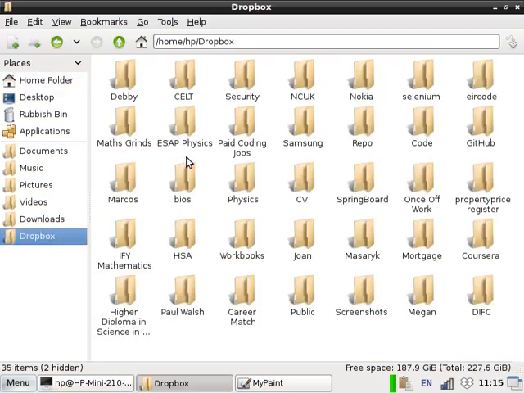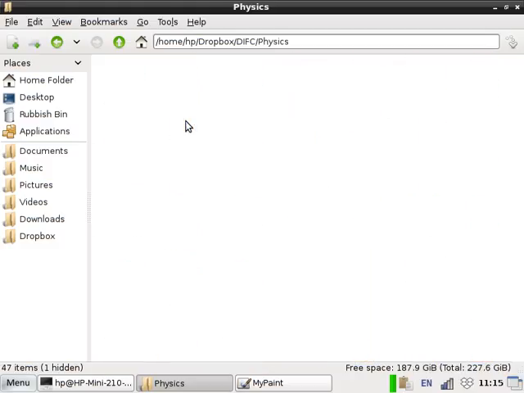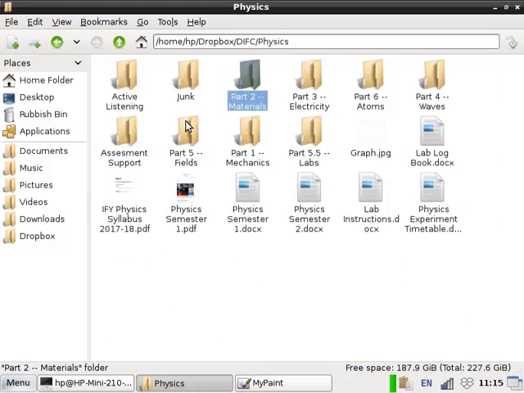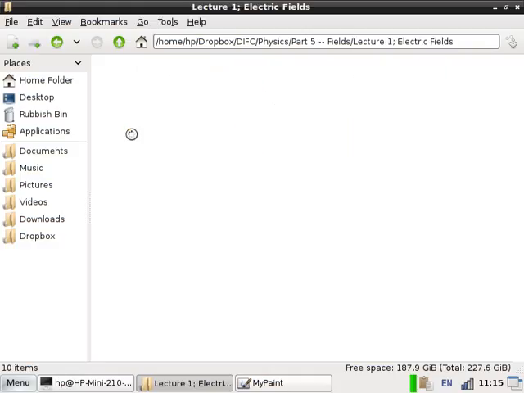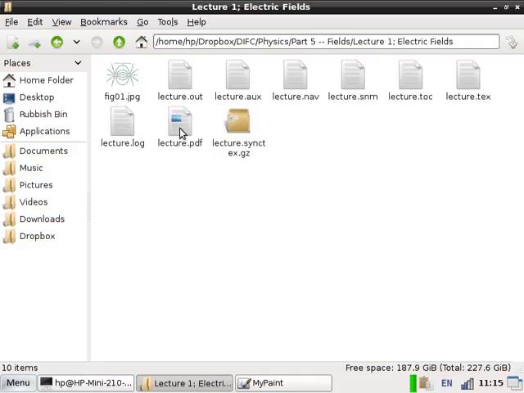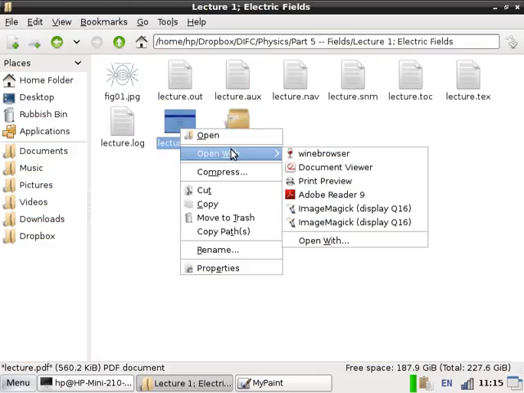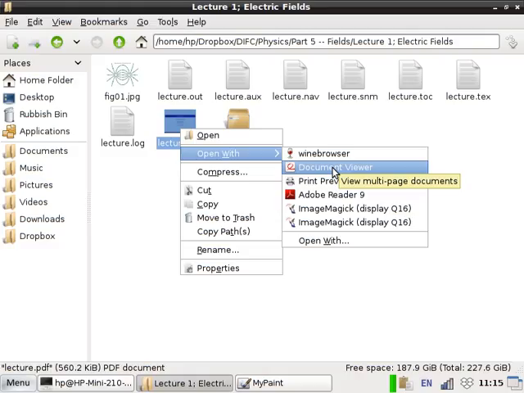Okay, Dropbox, DIFC, Physics, Part 5, Fields. Total is 227 gigabytes. Well, I have to remember I said my laptop broke, so I had to erase everything on it, so now I have lots of free space.